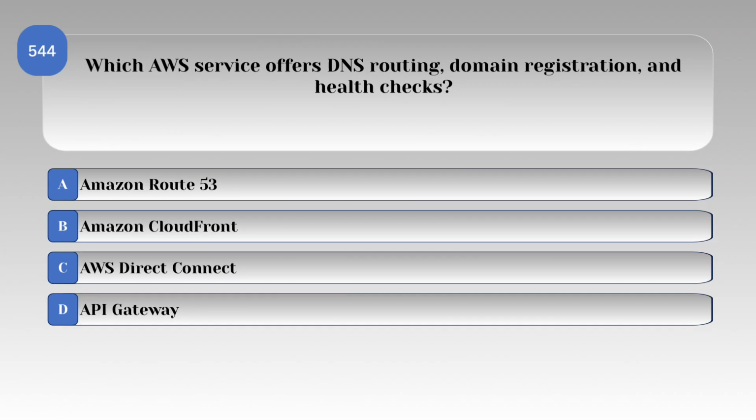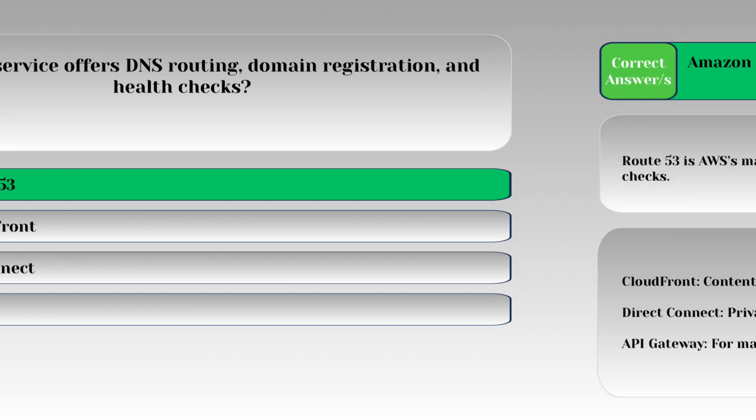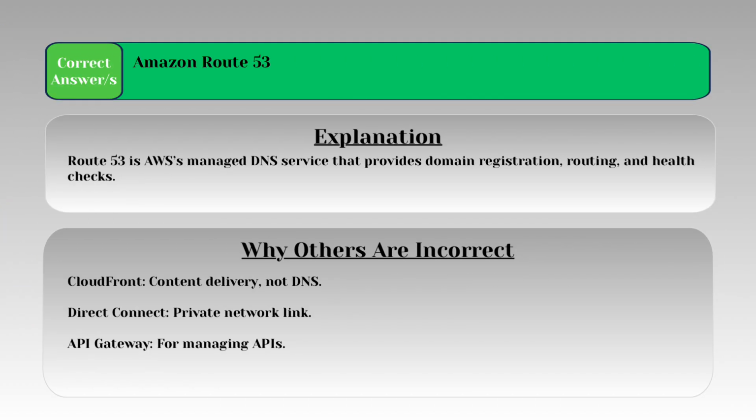Which AWS service offers DNS routing, domain registration, and health checks? Correct answer, Amazon Route 53. Explanation. Route 53 is AWS's managed DNS service that provides domain registration, routing, and health checks. Why others are incorrect? CloudFront, content delivery, not DNS. Direct Connect, private network link. API Gateway, for managing APIs.